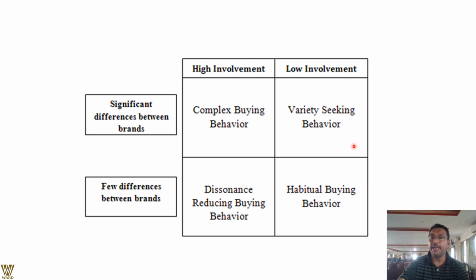Complex buying behavior and variety seeking buying behavior are both for significant difference of brands but with different levels of involvement as far as consumer behavior is concerned. Similarly, for very few differences between brands, you have dissonance reducing behavior and habitual buying behavior per se.